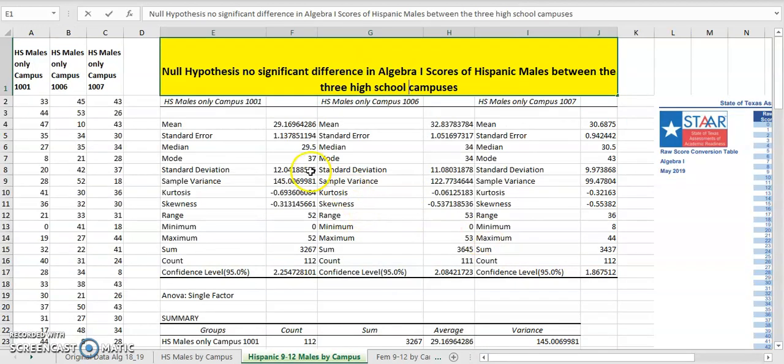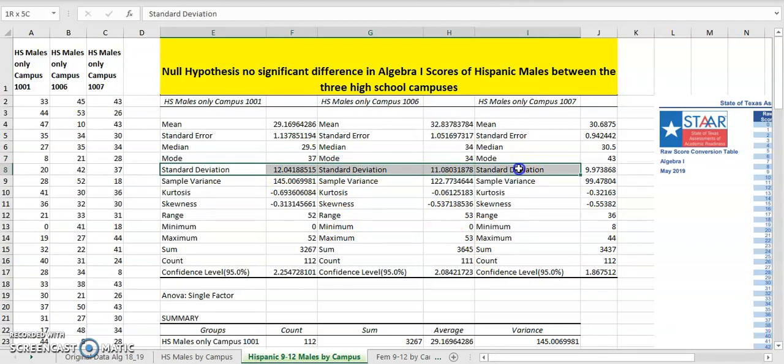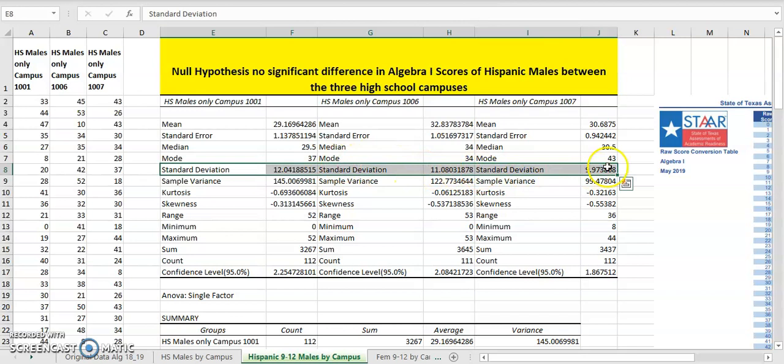The next thing I'm going to look at is my standard deviation for all 3 campuses, and you can see I have 12, 11, and almost 10, kind of an even spread that's going kind of downward from the 1001 to 1007 campuses.